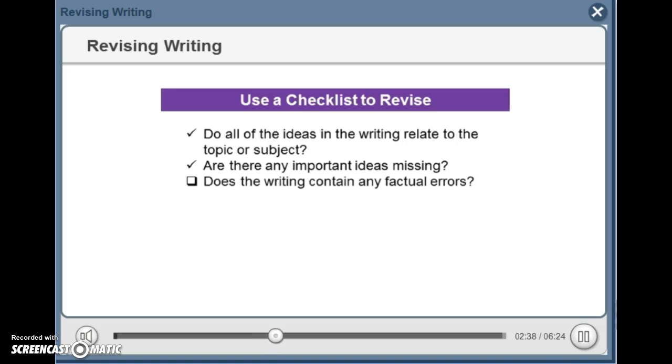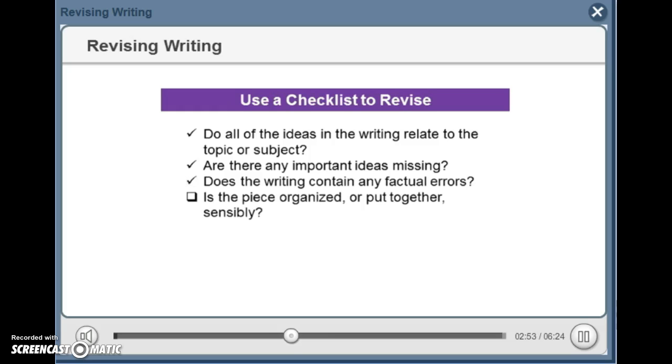Does the writing contain any factual errors? Factual errors might include an incorrect name or date or an incorrect explanation of something. Reread your facts. Wrong facts make readers mistrust the writing.